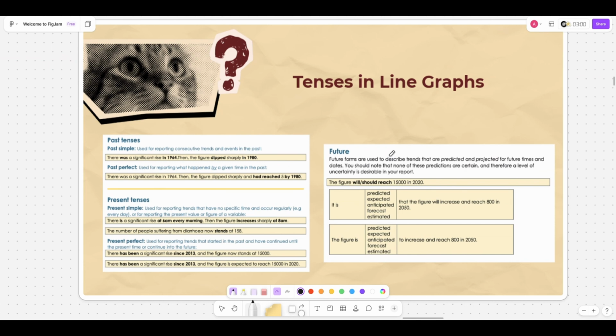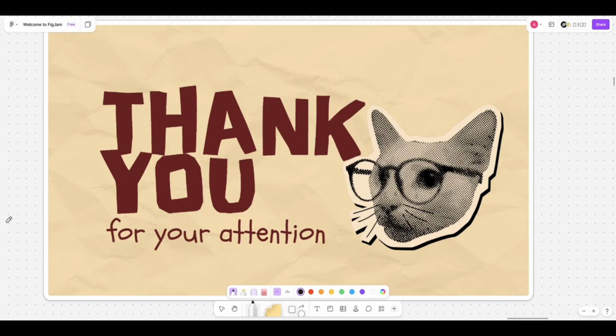There is a significant rise at 6 a.m. every morning. And if the graph includes projected or predicted future data, use future forms. The figure will reach 15,000 in 2020, or it's expected to increase, and so on. Always check the graph's time frame before you start writing, because it tells you which tense to use. And that's everything you need to know to write a great IELTS Writing Task 1 line graph essay.